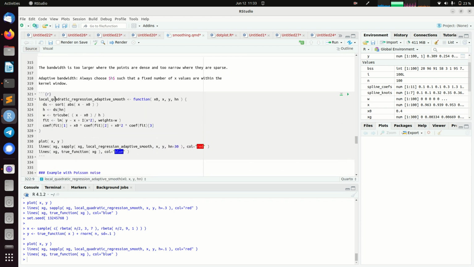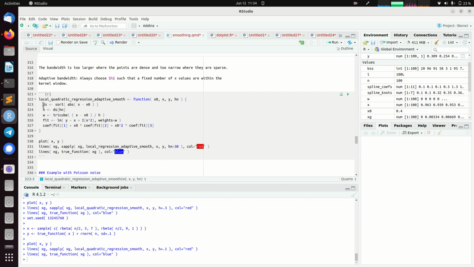Here is my quadratic regression function added with this thing. Instead of giving the bandwidth h, I now give the number of points that I want to have under the kernel. I call this hn, and I pass it, for example, 30 to say, always make the kernel wide enough that 30 points are under the kernel.